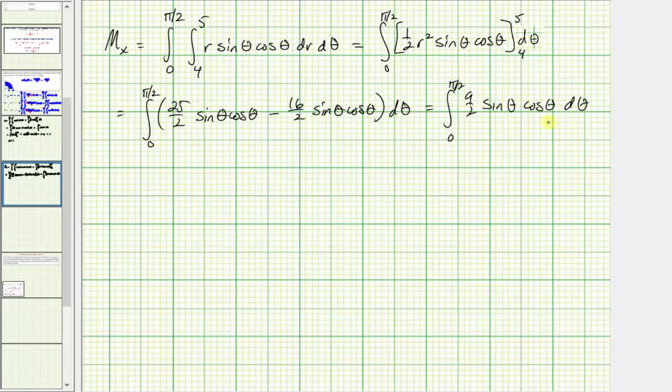Now from here we'll perform u substitution. Because the derivative of sine is cosine, we'll let u equal sine theta. And therefore differential u is equal to cosine theta d theta. So in terms of u, all of this would just be u du. So the antiderivative with respect to u would just be u squared divided by 2, or 1/2 u squared, but u squared is really sine squared theta.